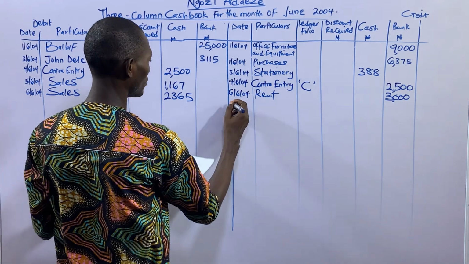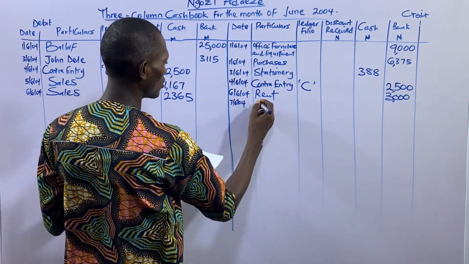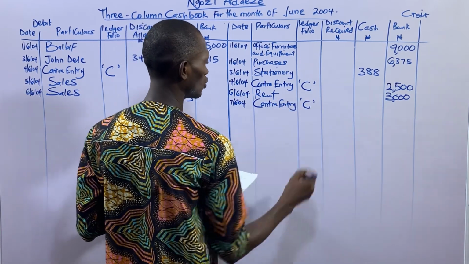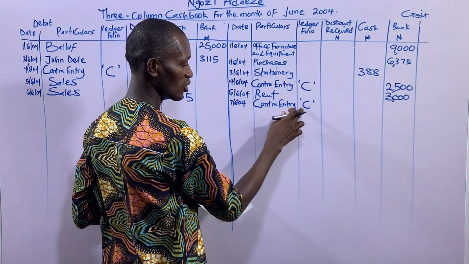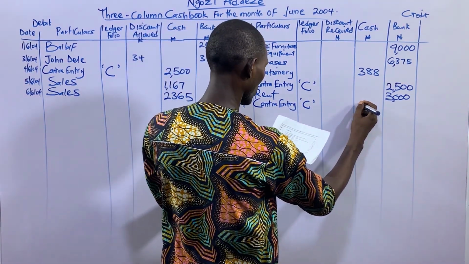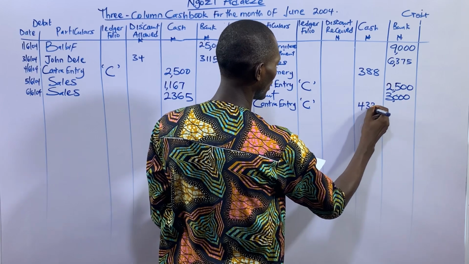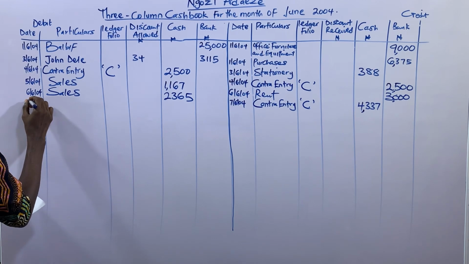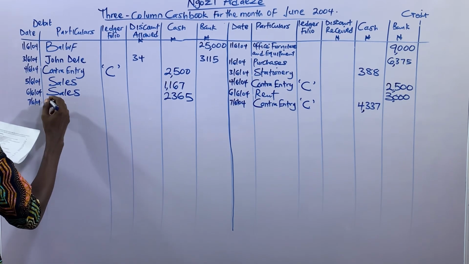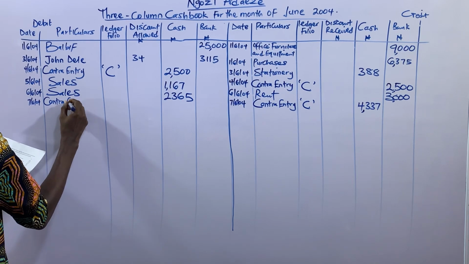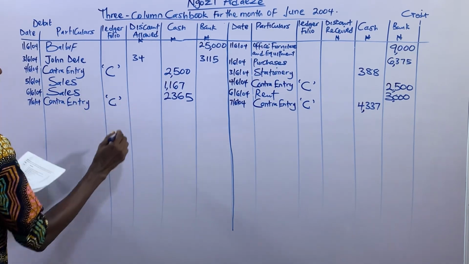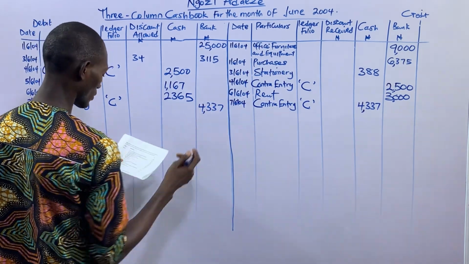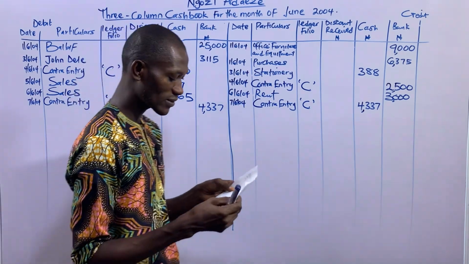So let's record here. We have the date to be 7/6/04. The particular is going to be contra entry. Then you put letter C here to show that the transaction is a contra entry transaction. So we credit cash with 4,337. Then we come to the debit side too. So we have 7/6/04, contra entry. So we put letter C here. Then we debit bank, that's 4,337.